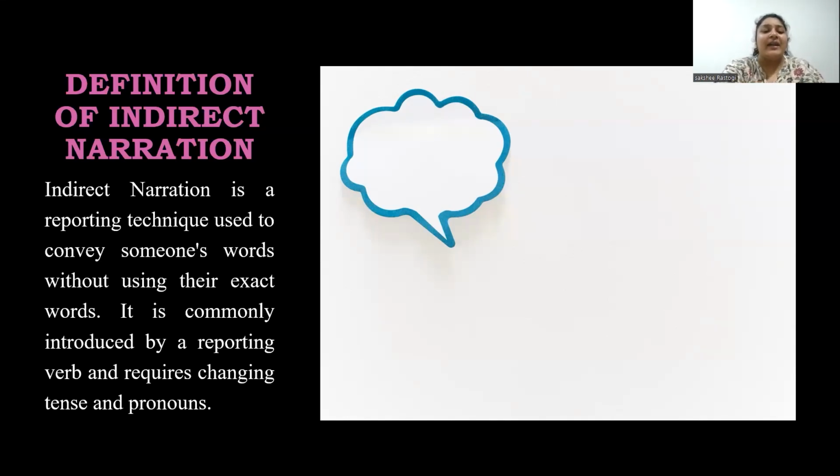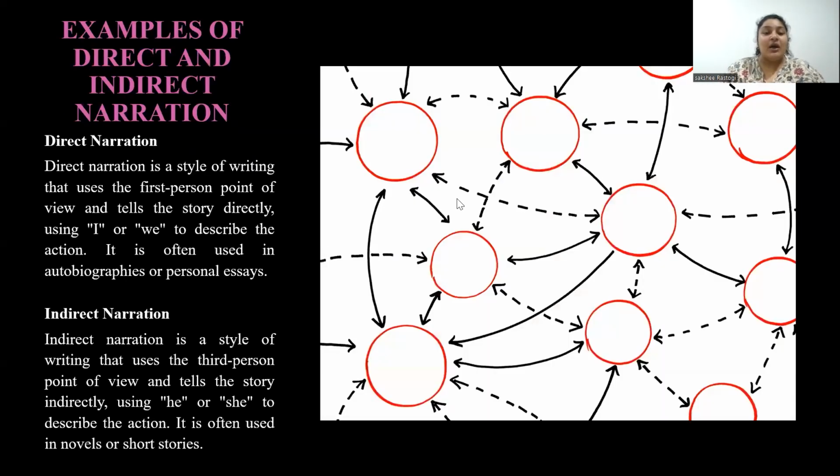So, examples of direct and indirect narrations. In direct narration, the writer addresses the readers directly. It is the style of writing in the first person, using the direct voice, which uses "I" and "we" to describe the action. It is also often used in autobiographies, personal essays, and short stories.